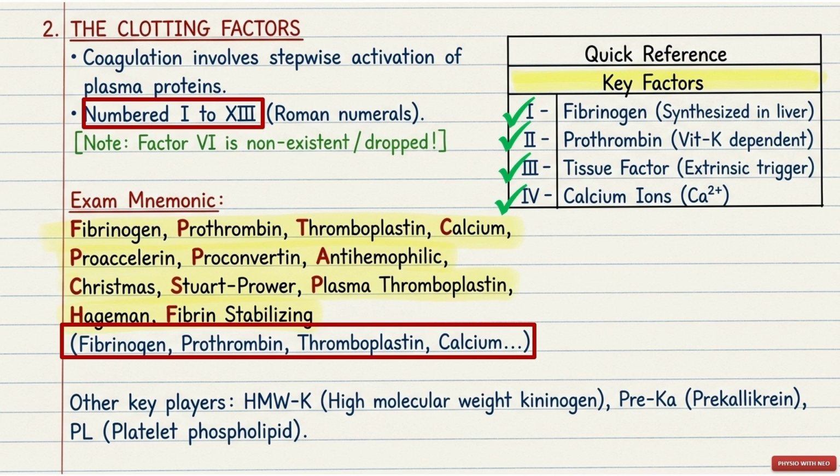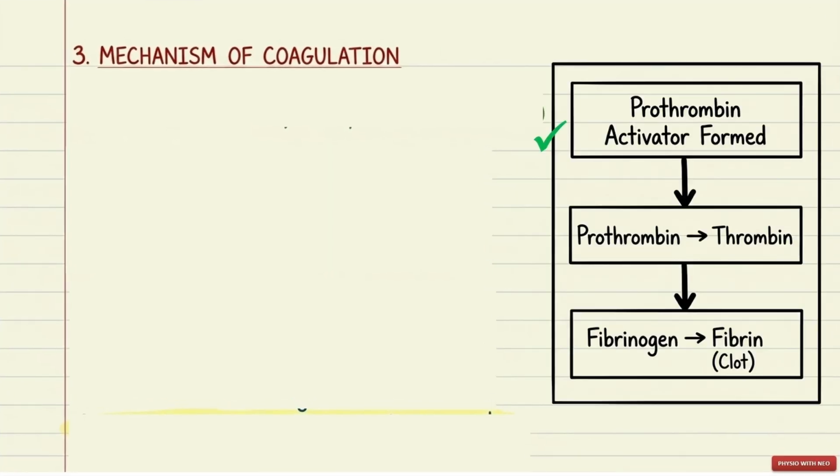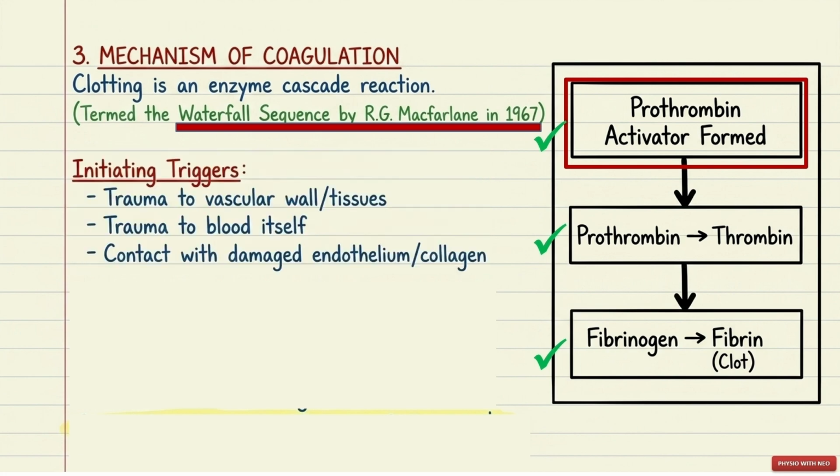Now the big question is, how do all these factors actually produce a clot? Let's see. The entire coagulation process can be reduced to 3 steps. First, formation of prothrombin activator, second, prothrombin to thrombin, and third, conversion of fibrinogen to fibrin. That's the whole chapter. Everything else is just detail of step number 1. Now this clotting is an enzymatic cascade reaction. The term waterfall sequence was given by R.G. McFarlane in 1967.